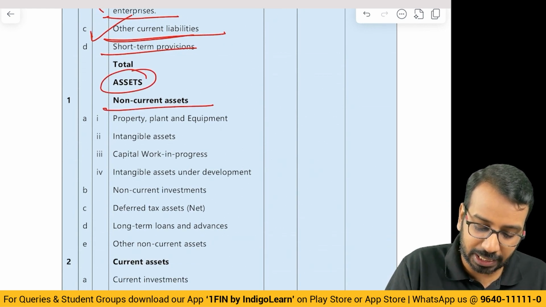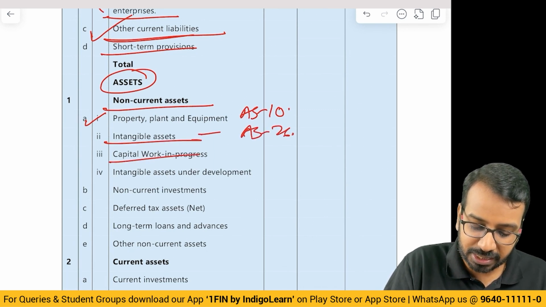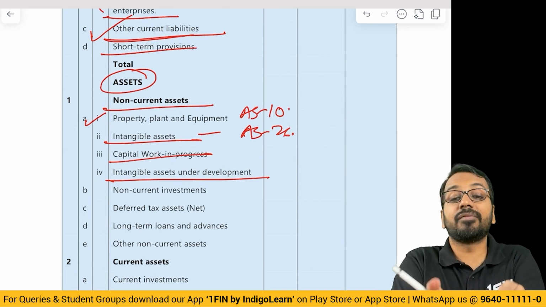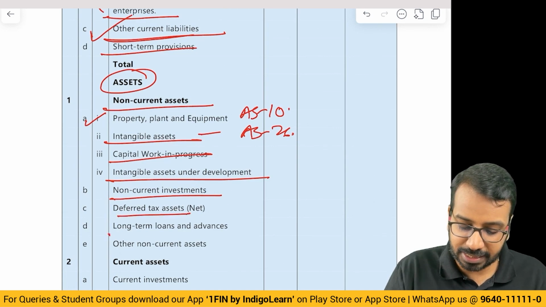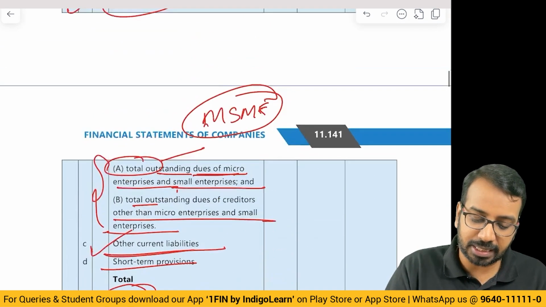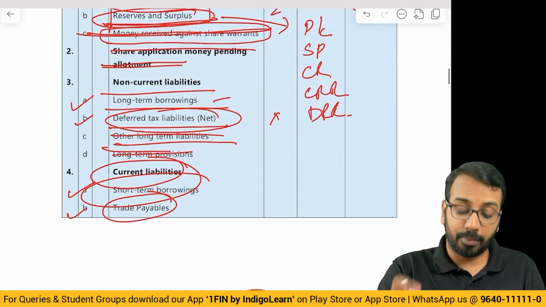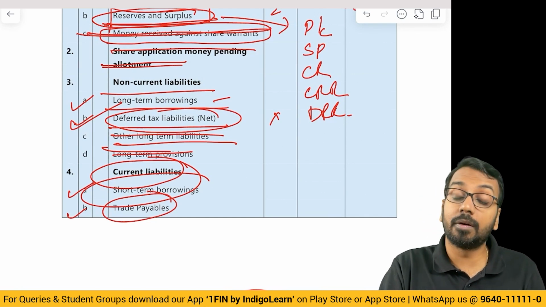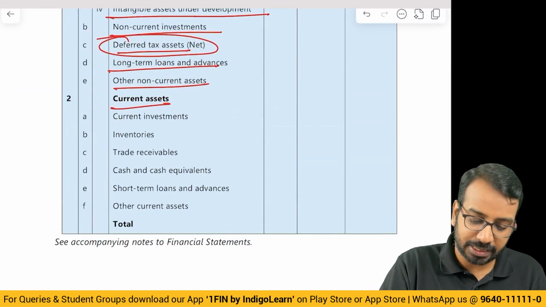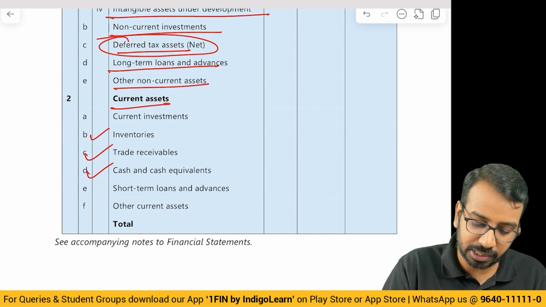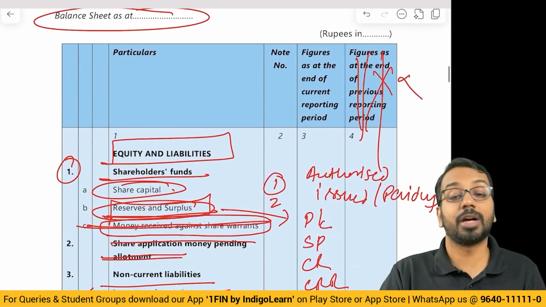Then coming to assets, non-current assets: property, plant and equipment, what we learn in Accounting Standard 10, intangible assets, Accounting Standard 26, CWIP, intangible assets under development, if information is given in the question. Then non-current investment, if information is available, deferred tax asset, long-term advances, other non-current assets. If deferred tax asset and deferred tax liabilities are both given, you will net them off and put it as a single item. Also remember, deferred tax liabilities and deferred tax assets are always classified as non-current in nature. Then you have current assets. Basically, you'll have inventories, trade receivables, cash and cash equivalents, other current assets. So this is the format which you have to compulsorily remember.